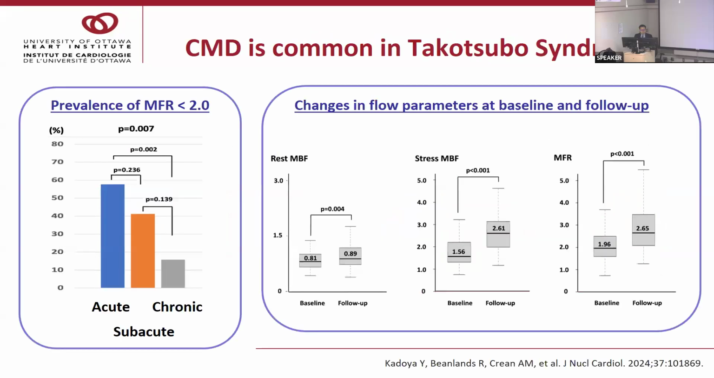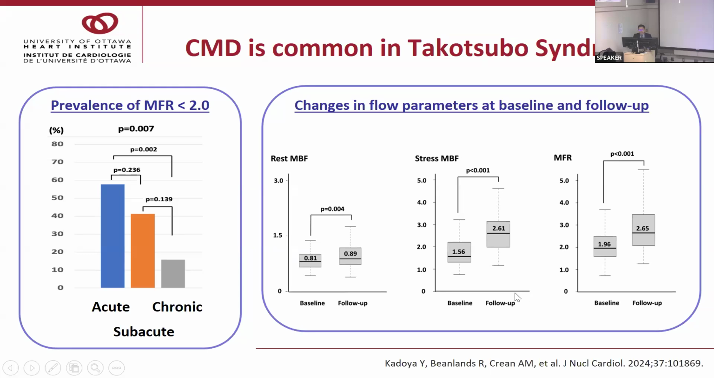Recently, we analyzed the PET findings in patients with Takotsubo syndrome. Looking at the left panel, you can see that the prevalence of abnormal MFR has decreased from the acute phase to the chronic phase. The right panel shows the comparison of the flow parameters between baseline and follow-up in patients with serial PET scans. Obviously, all flow parameters, I mean, rest MBF, stress MBF, and MFR, improved significantly at the 6 months follow-up.